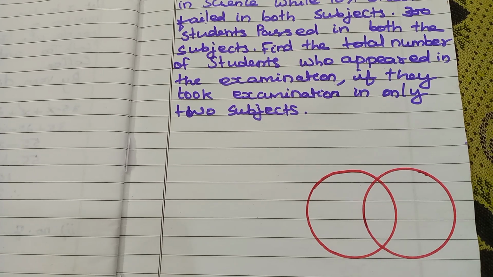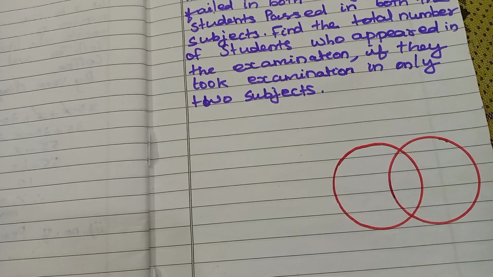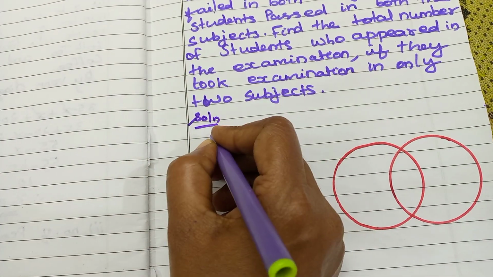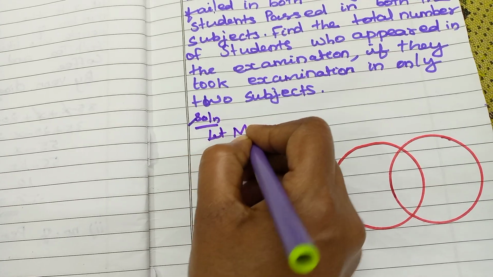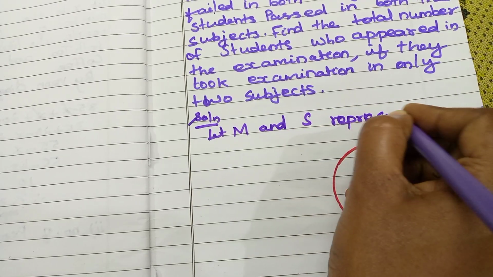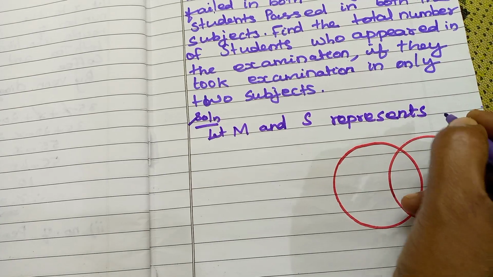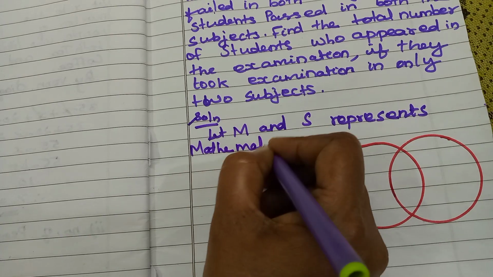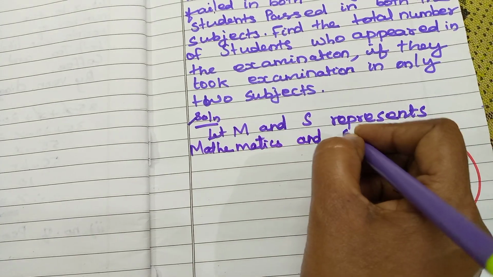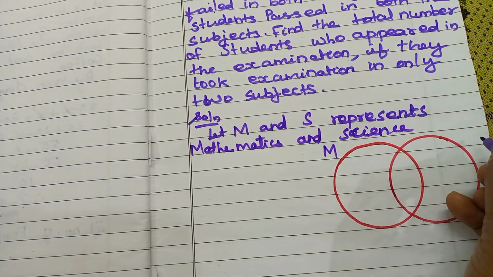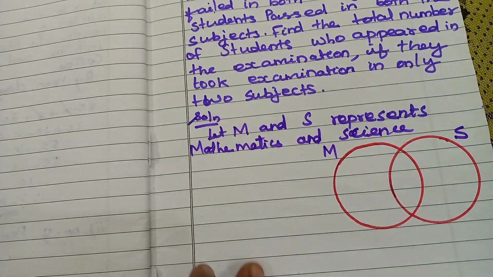So here maths and science, two subjects are mentioned. For that let us write first of all, let M and S represent mathematics and science. For that here we can give M, here S. Now see the remaining.